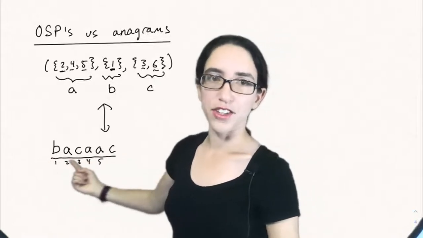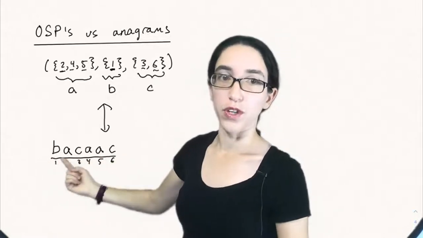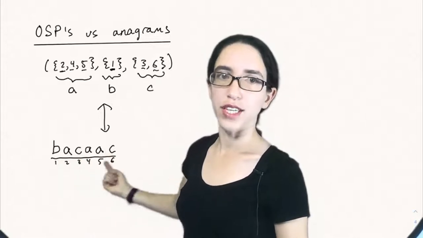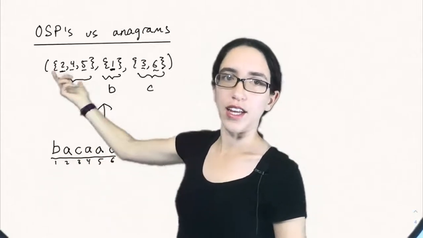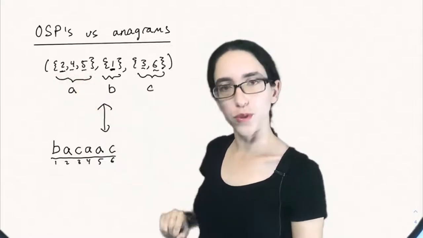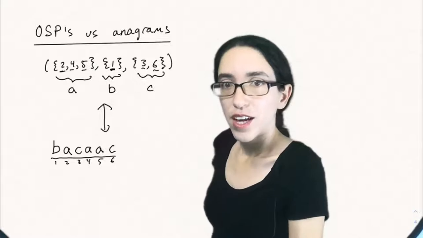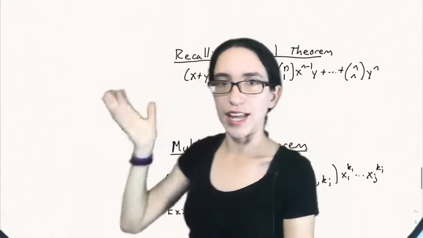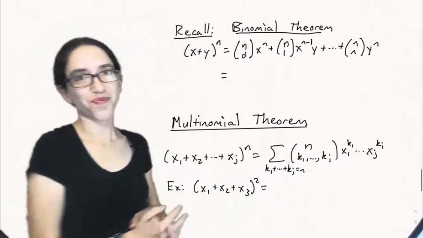And in general, the anagrams of this word with 3 A's and 2 C's and 1 B are exactly in correspondence with the ordered set partitions of block sizes 3, 1, and 2, corresponding to A, B, and C. And so you can really think of ordered set partitions and anagrams as the same thing.